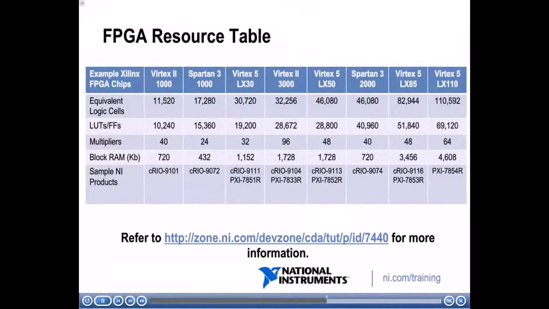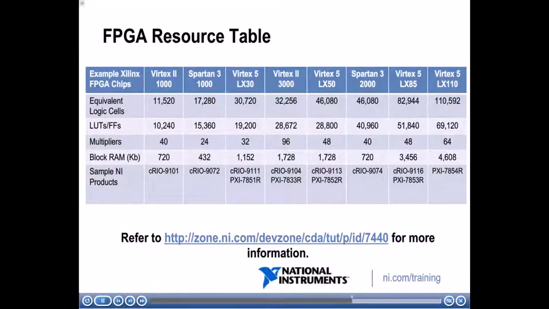So here we see an FPGA resource table. Because it's difficult just to compare the gates, in this table there is a row for equivalent logic cells. Here we try to give a good comparison of the equivalent number of logic cells for each of those FPGA chips. If you look at that top row, those are different example Xilinx FPGA chips. On this particular slide, we see that the Virtex-5 LX110 has the most equivalent logic cells.